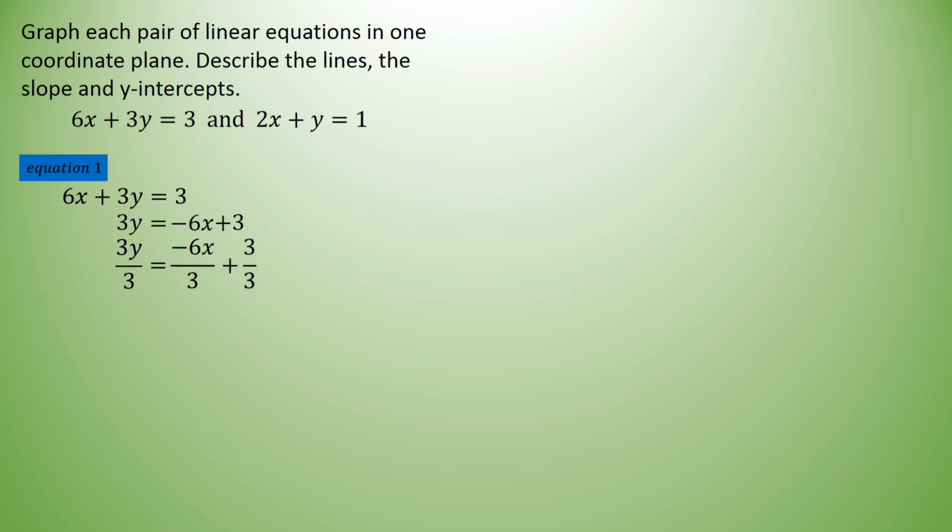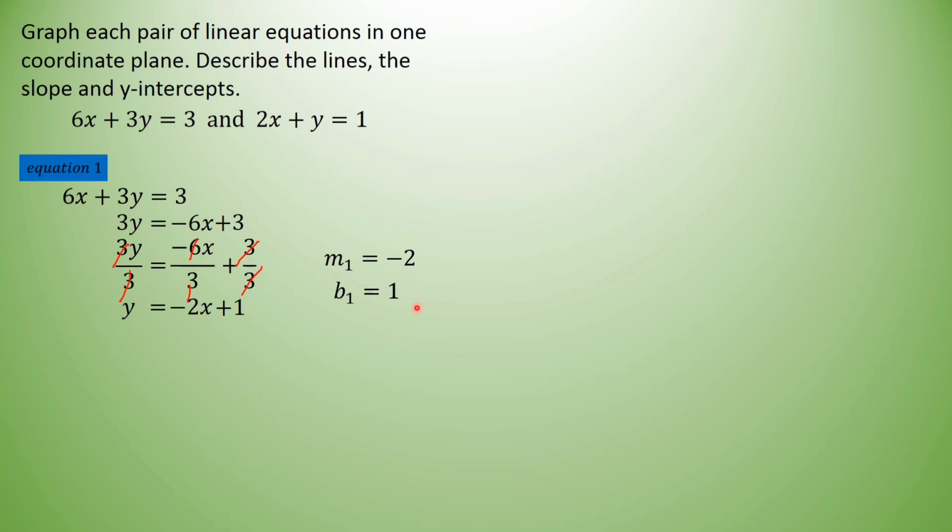So, we have here 3y divided by 3. So, the answer is equal to y. Copy the equal sign. Negative 6x divided by 3. So we have here negative 2x. And then 3 divided by 3, this is equal to 1. So our slope-intercept form is y equals negative 2x plus 1. So kunin natin ang slope at y-intercept ng ating first equation. Ang slope is equal to negative 2 at ang y-intercept naman is equal to 1.